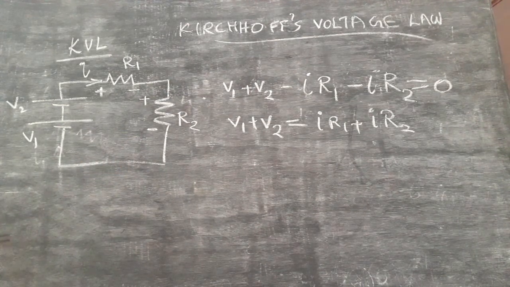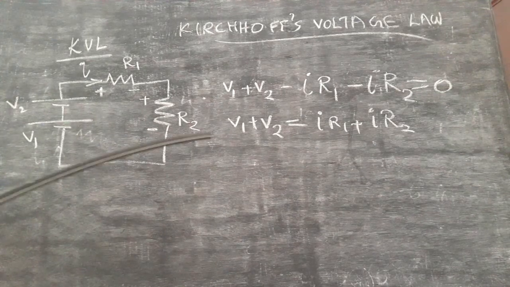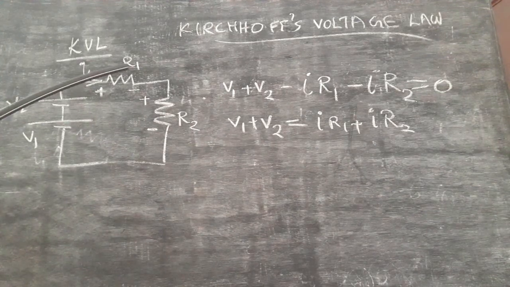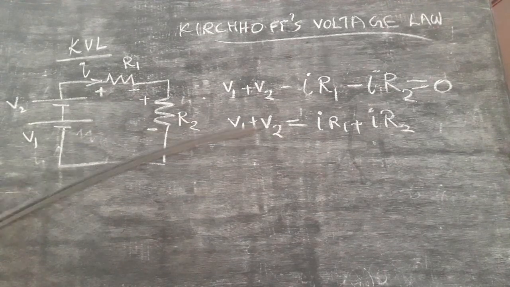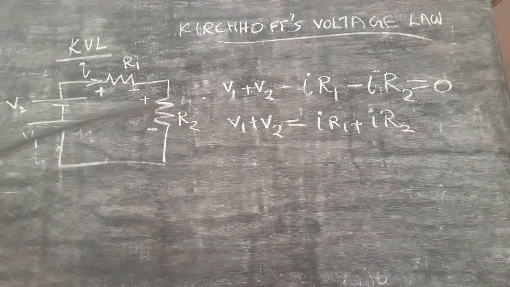In other terms, the total voltage or EMF supplied by sources is equal to the algebraic sum of the products of current and resistances. That is, the supplied EMF or supplied voltage is V1 plus V2. The voltage drop in this element is IR1, the voltage drop in this element is IR2, so the algebraic sum of voltage drops in the elements is IR1 plus IR2. KVL is stated using these equations.